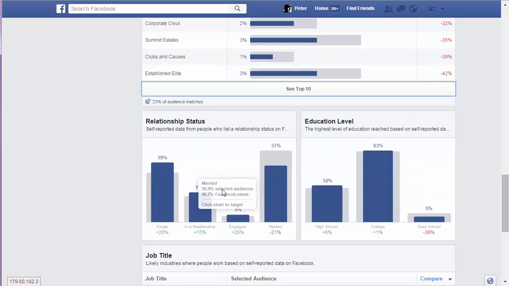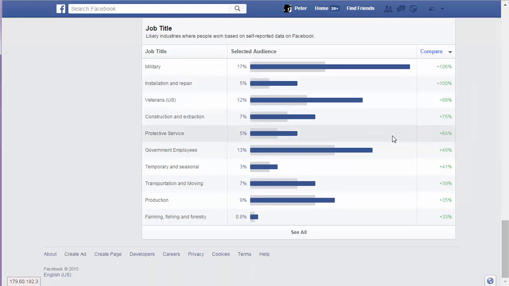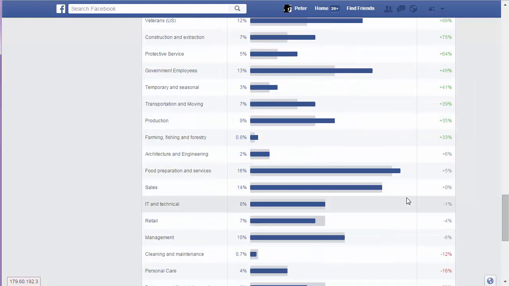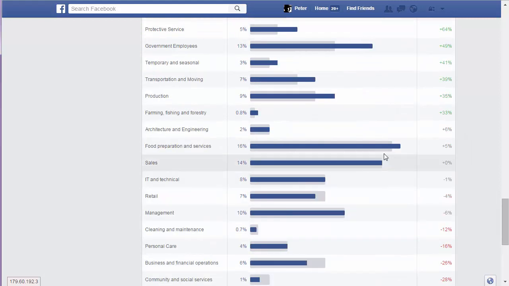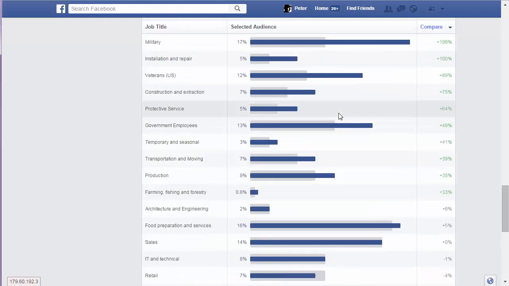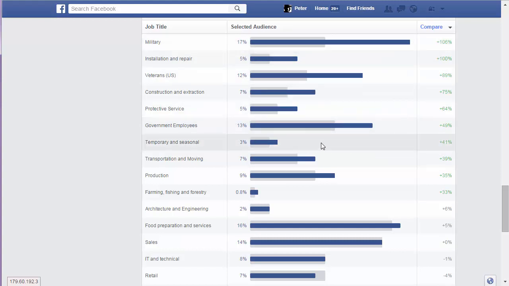We can see that they're single or married, no real preference. They had college, not the grad school one. There's a strong affinity with job title with people in the military, so that's not surprising because it's kind of keep fit. Food preparation services, I don't know why it's popular with them. So we can see it's basically popular with military and government employees, but I don't know why government employees would be particularly interested in CrossFit.